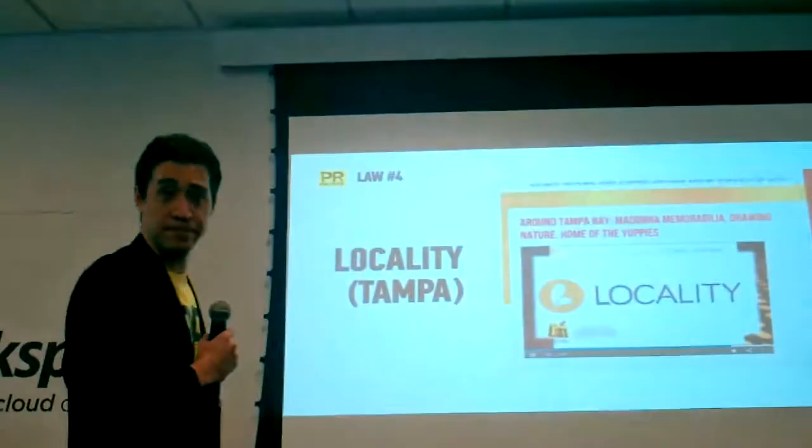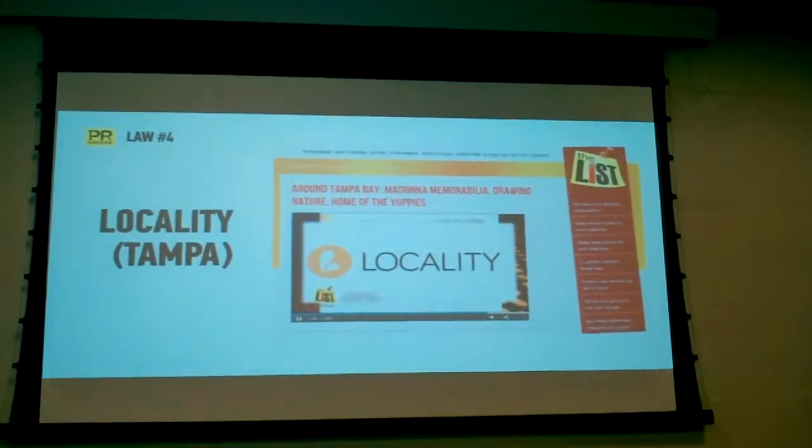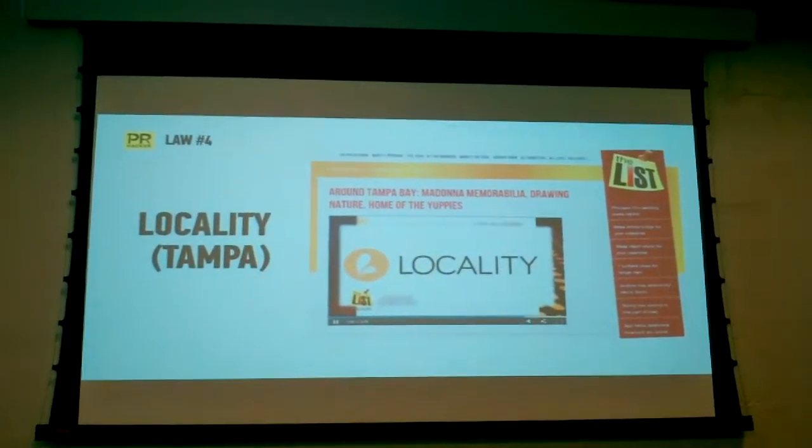This is Tampa. Okay, we had a totally different pitch for Tampa. Tampa is the 4th most affordable city for yuppies. So we pitched that as Tampa ranked number 4 most affordable city for yuppies.